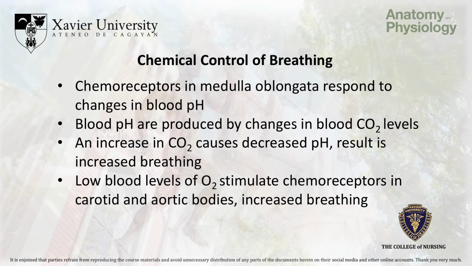So for the chemical control of breathing, the chemoreceptors in the medulla oblongata respond to changes in the blood pH. The blood pH is affected by changes in blood CO2 levels. An increase in CO2 causes decreased pH, resulting in increased breathing. Low blood levels of oxygen stimulate chemoreceptors in the carotid and aortic bodies, increasing breathing. So if you receive a blood result or blood chem, you will be able to distinguish a significant result based on the readings.